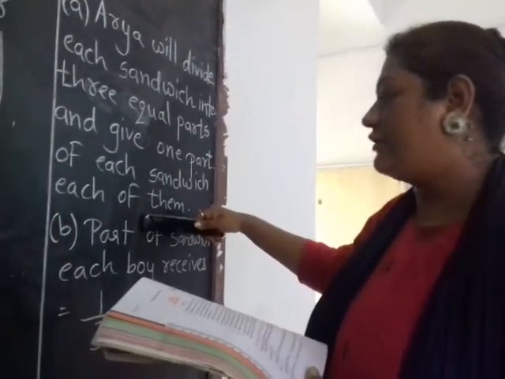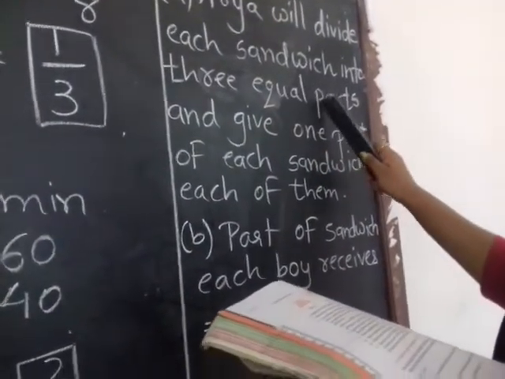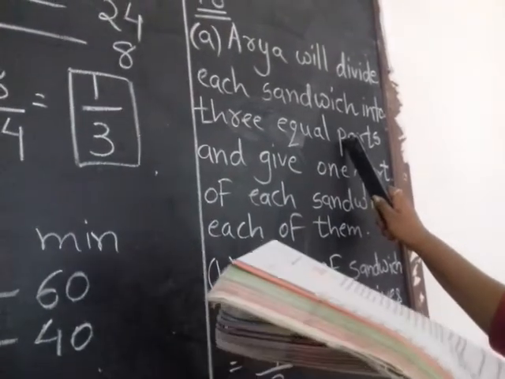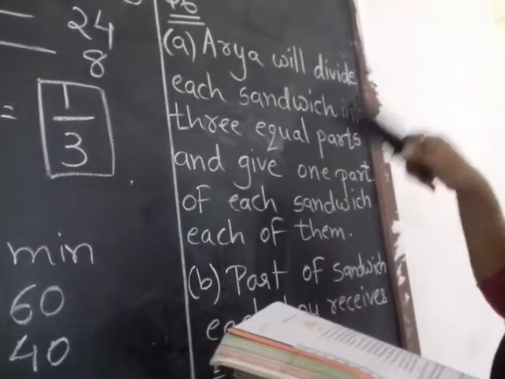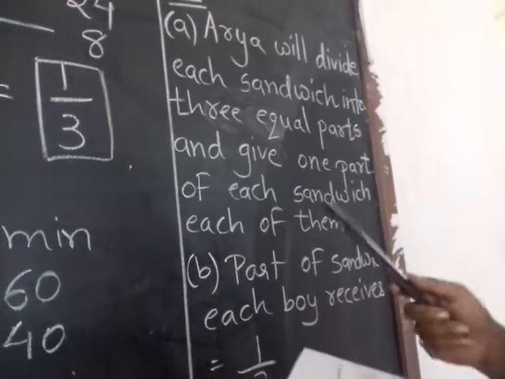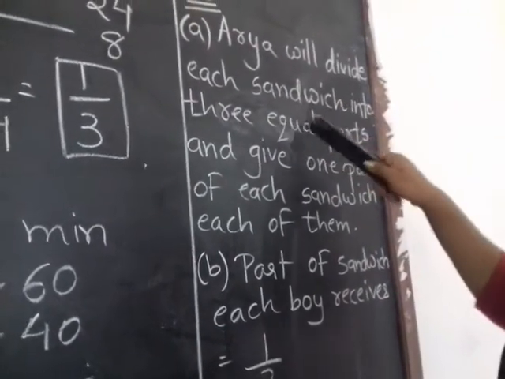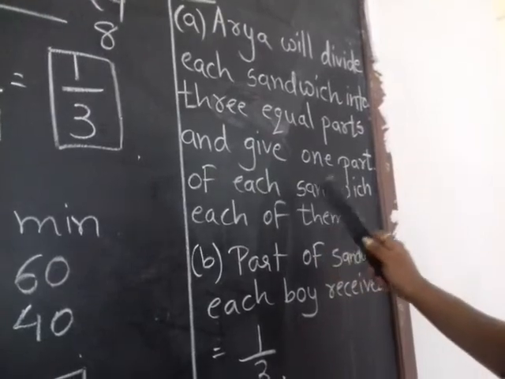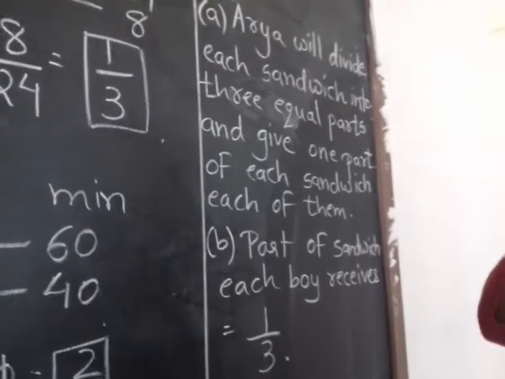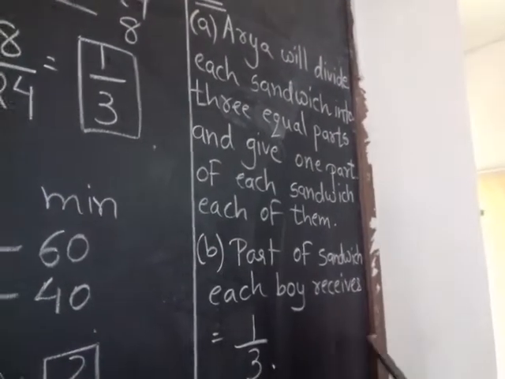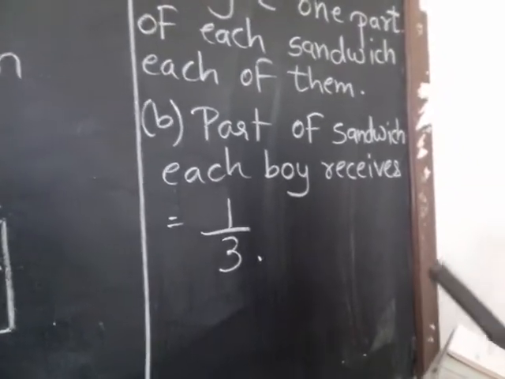So this is a statement kind of answer given. Arya will divide each sandwich into 3 equal parts, as there are 3 children: Arya and his 2 friends, Abhimanyu and Vivek. So definitely the sandwich will be shared into 3 equal parts. So Arya will divide each sandwich into 3 equal parts and give 1 part of vegetable and 1 part of jam sandwich to each of them. That is how the sandwich will be equally divided among the 3 boys, Arya, Abhimanyu and Vivek.